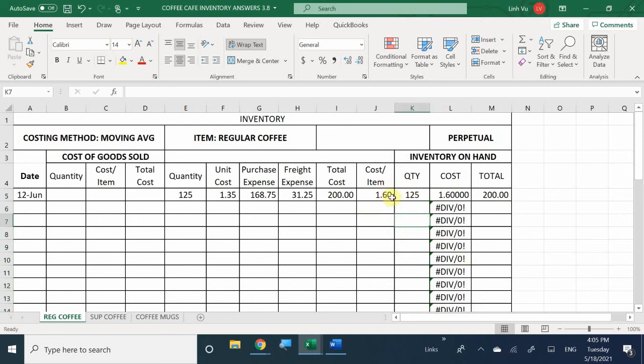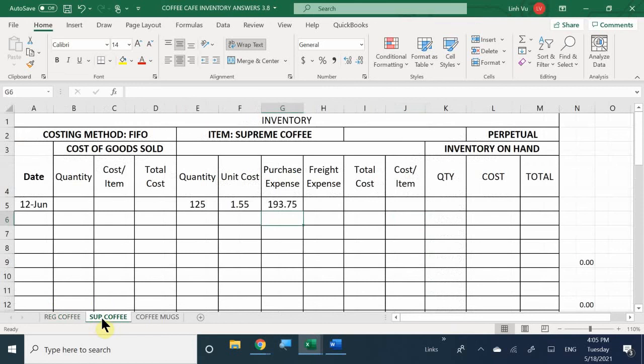So my first entry here tells me that I have a total of 125 items, which cost me a grand total of $200, which is $1.60 per item. We originally bought them for $1.35, but because of the freight, it has increased my cost per item to be 30 cents more expensive. So that's the very first one we have there.